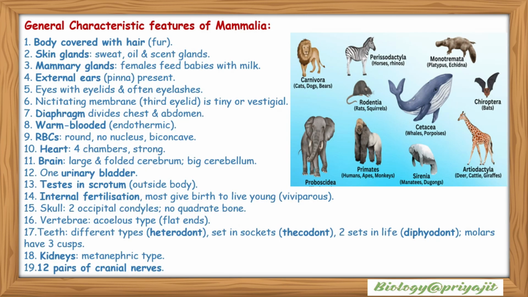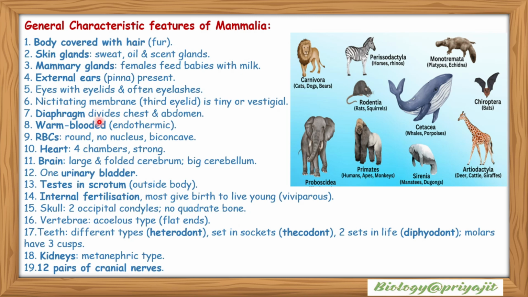First of all, we have to know the general characteristic features of mammals. Their body is covered with hair or fur. They have skin glands like sweat, oil, and scent glands. They have mammary glands. Females feed babies with milk. External ears or pinna are present in mammals. In mammals, eyes have eyelids and are often with eyelashes. The nictitating membrane, which is also known as the third eyelid, is tiny or vestigial.